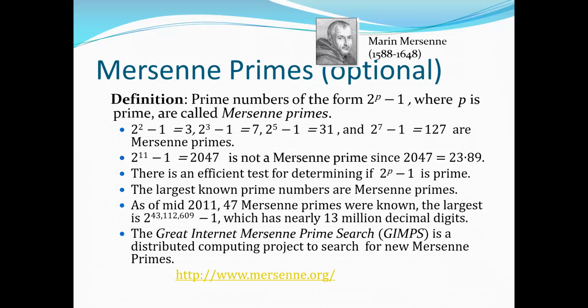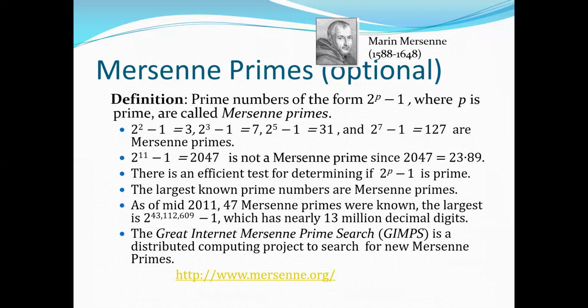So what is a Mersenne prime? We have a formula that defines the Mersenne prime. Prime numbers of the form 2 raised to p minus 1, where p is prime, are called Mersenne primes. So the result of this equation should be a prime number. Okay, so when we substitute any prime number to our equation, the result should be a prime number to be considered as a Mersenne prime.